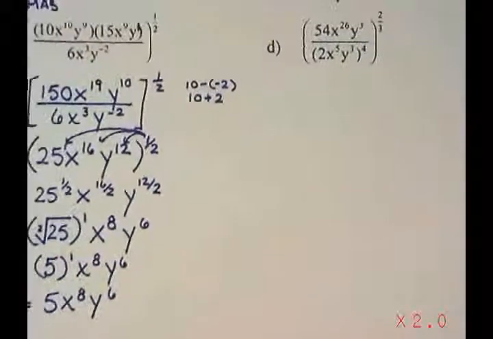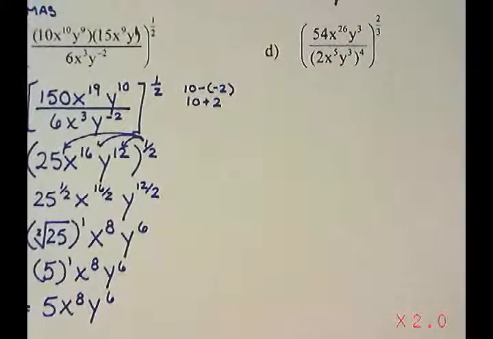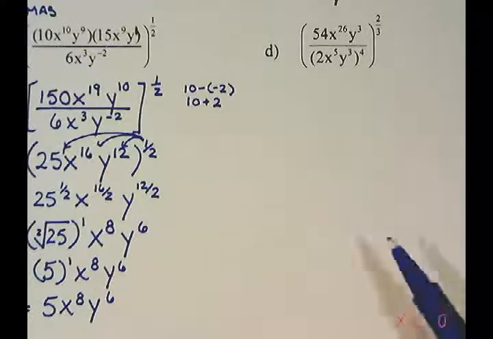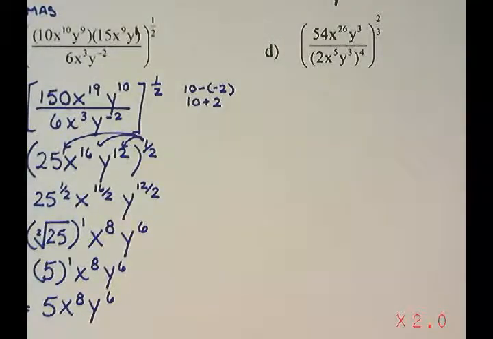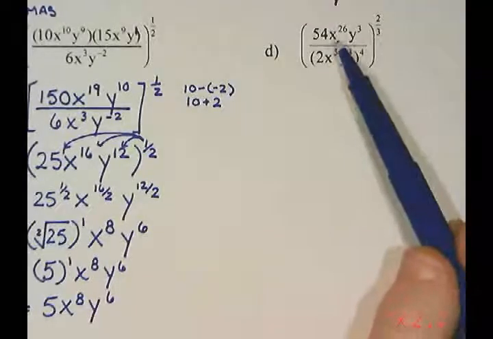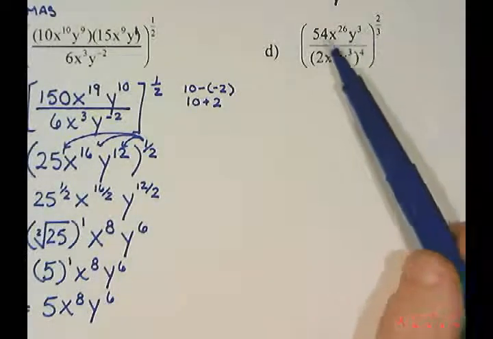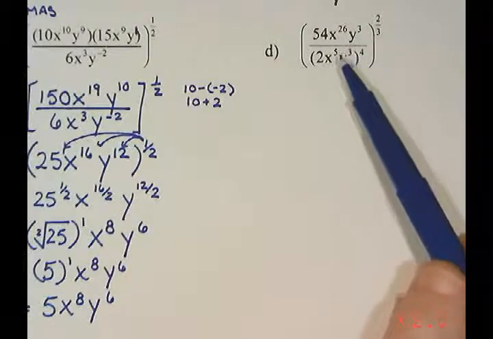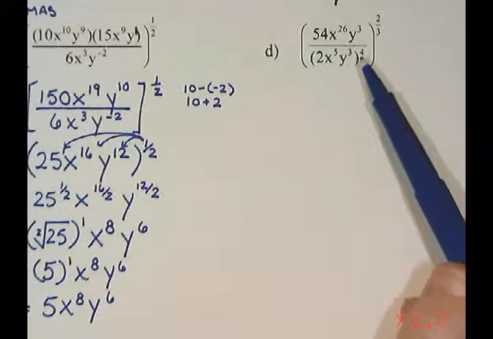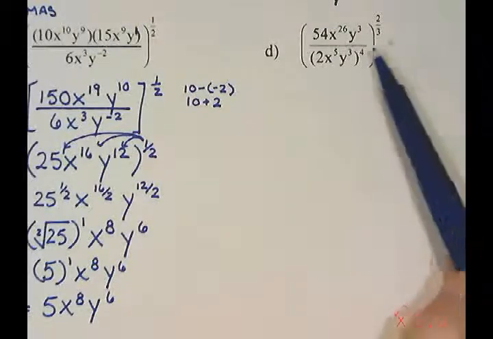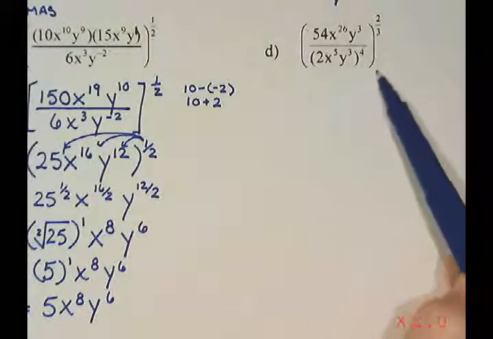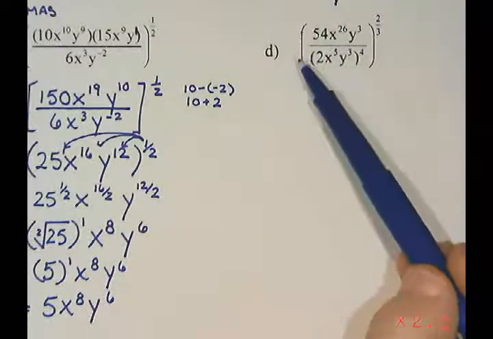All right, the next one is a very similar style of question, just slightly different operations. If at any point you would like to try one of these by yourself, you should just pause the video, try it on your own, and then come in and check the answer. So 54 x to the 26 y to the 3 divided by 2 x to the 5 y to the 3 to the power of 4, all to the power of 2/3. So BEDMAS says we start with what's inside our brackets. So I'm going to start by simplifying what's inside our brackets.